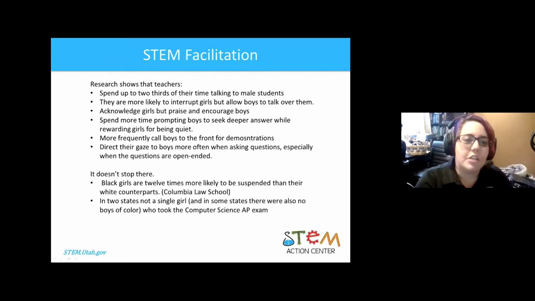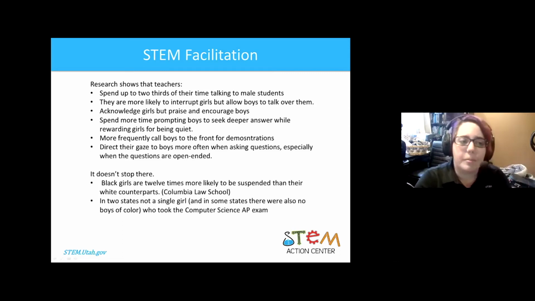In general, teachers who move to calling on boys versus girls 50-50 feel like they're calling on girls 3/4 or 100% of the time, when in reality that's not true at all. So just being aware of our perceptions of STEM facilitation is really important.